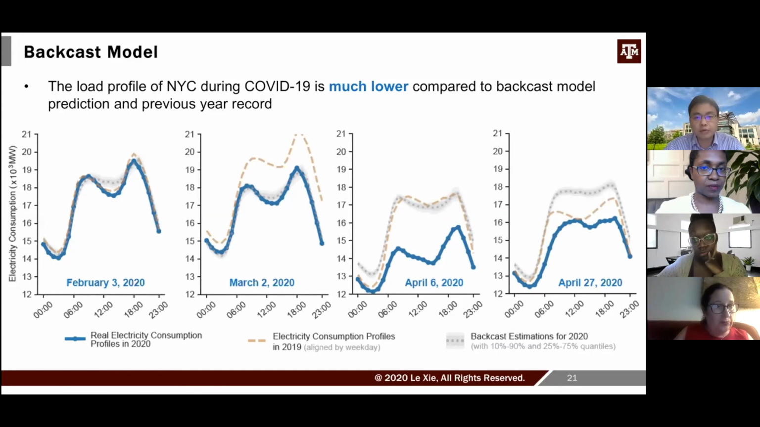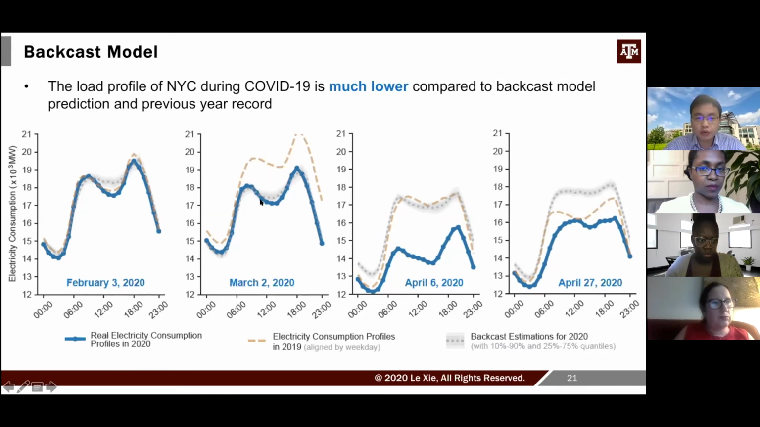So that means that before COVID hit us, this counterfactual and the real are just about the same. So that's a good indicator that you're doing a good job of having this counterfactual or backcast model. Now moving forward, look at what happened in March, April, early and late April. You can see there's a drastic difference.